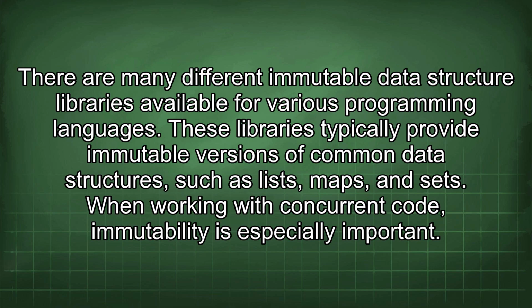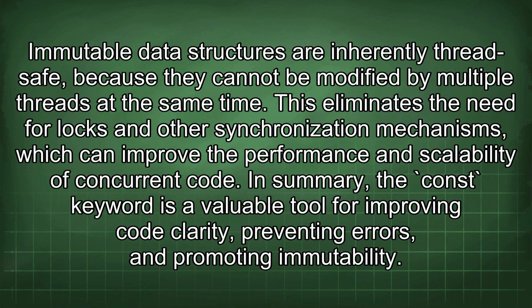When working with concurrent code, immutability is especially important. Immutable data structures are inherently thread-safe, because they cannot be modified by multiple threads at the same time. This eliminates the need for locks and other synchronization mechanisms, which can improve the performance and scalability of concurrent code.